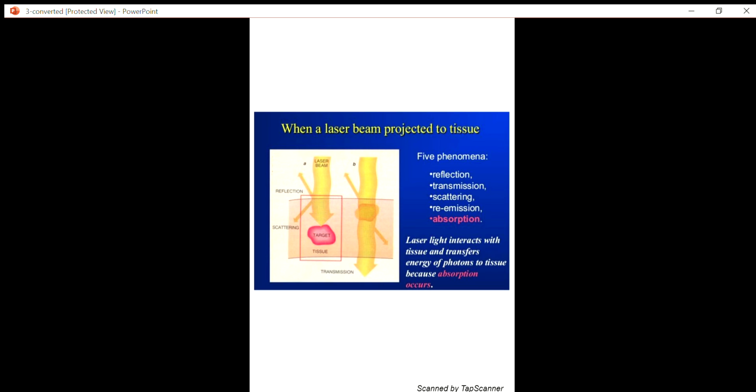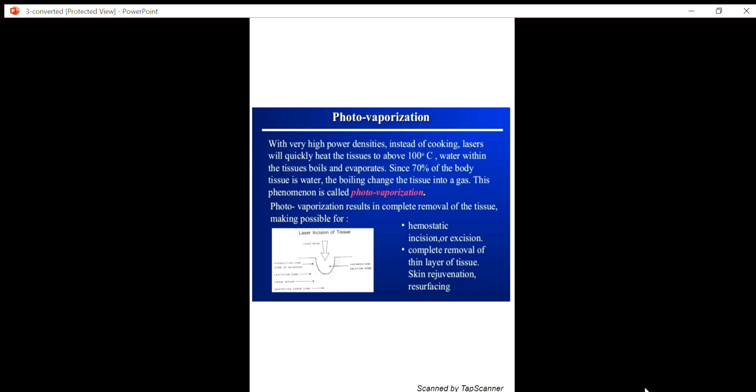When a laser beam is projected onto tissue, five phenomena occur: reflection, transmission, scattering, re-emission, and absorption. What is photovaporization? With very high power densities, instead of cooking, the laser quickly heats the tissue to above 100 degrees Celsius. Water within the tissue boils and evaporates. Since 70% of body tissue is water, the boiling changes the tissue into a gas. This phenomenon is called photovaporization.